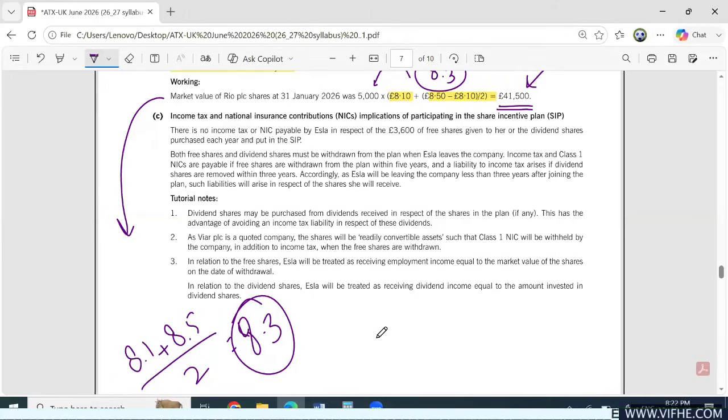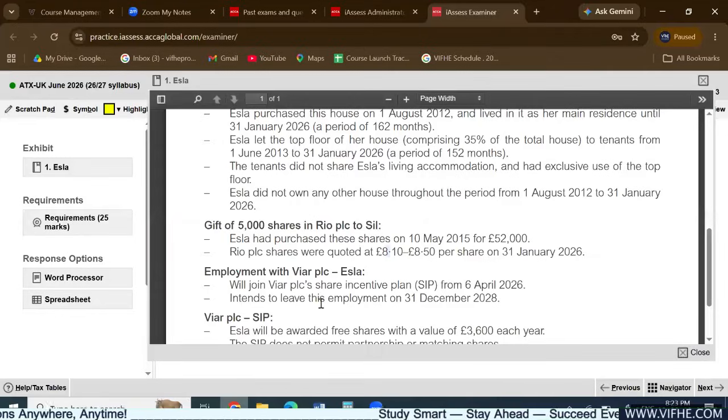And in case the shares are withdrawn within 5 years, then this would lead to an income tax liability as well as NIC to be paid by her. And even this would be creating an income tax implication, but no NIC, for dividend shares which are not reinvested. Rather, they are going to be withdrawn, removed within 3 years. So considering this fact, you could see in the question that she's probably leaving within 3 years after joining the plan.